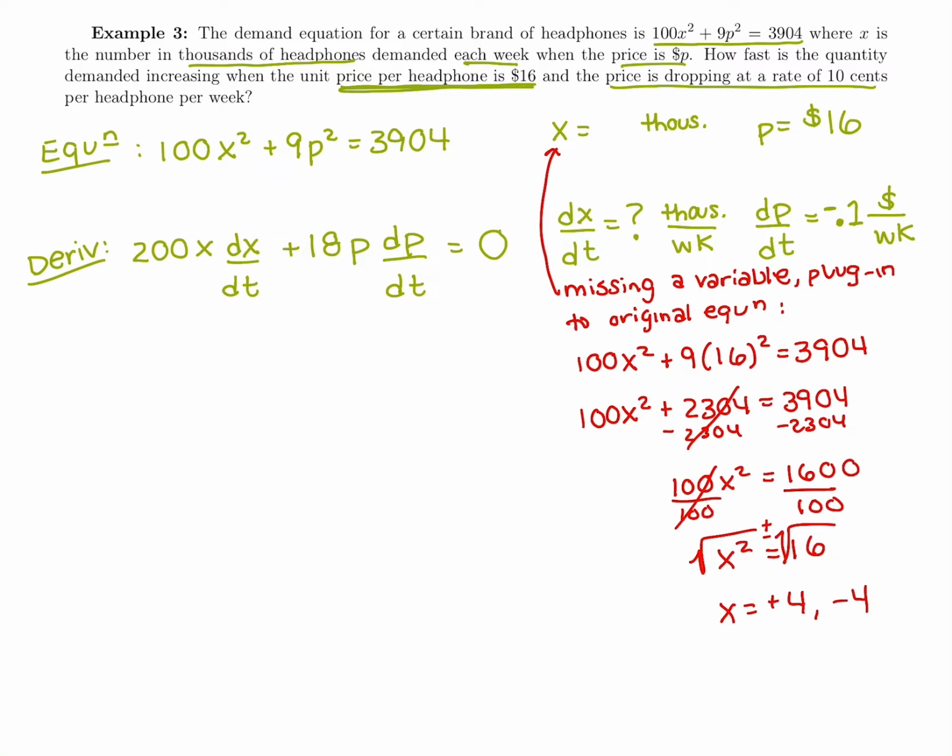Let's think about what's realistic for this. x is just demand. It's not a rate of change. So it can't be negative. They can't sell a negative number of headphones. Worst they can do is 0. So their demand must currently be 4,000 headphones when the price is $16.